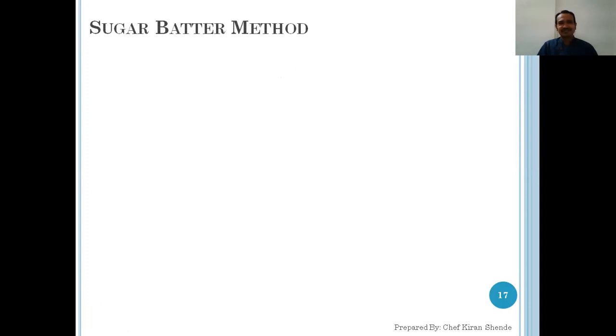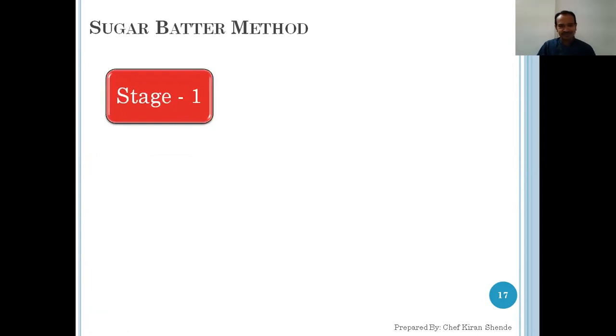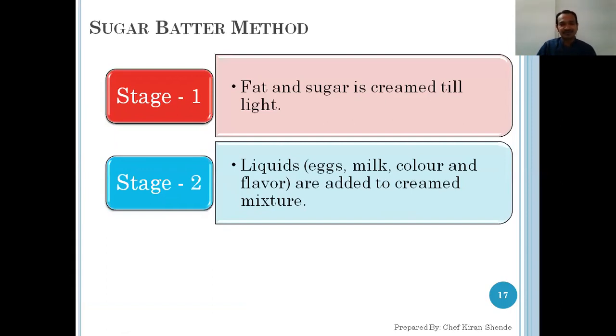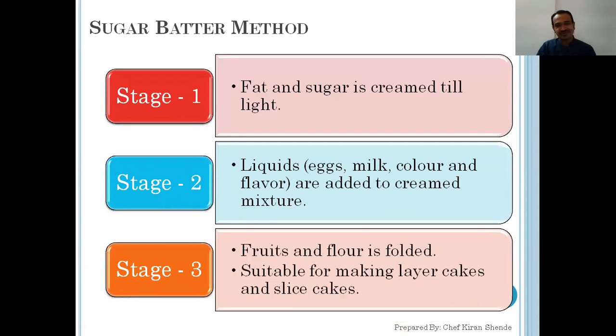The first method, and the most common method, which is used in most of the bakeries, is the sugar batter method. Technically, it is also called the creaming method of cake making. Stage 1, fat and sugar is creamed till it is light and fluffy. In stage 2, liquids by means of eggs, milk, colors are added to the creamed mixture, followed by fruits, and flour is folded. This method is used for layer cakes, slice cakes, muffins, cupcakes, pound cakes. This is widely used for manufacturing all these cakes.